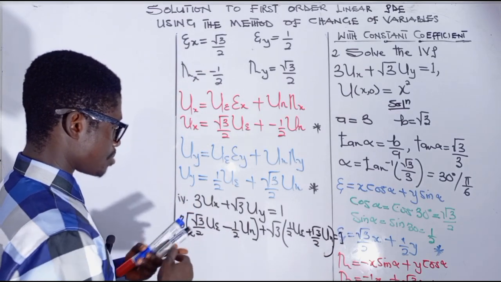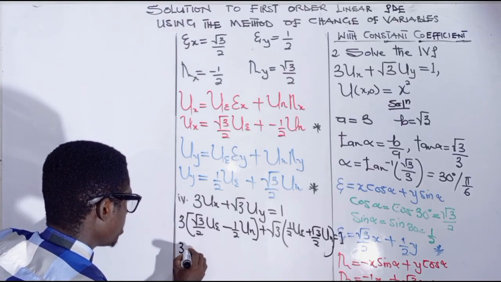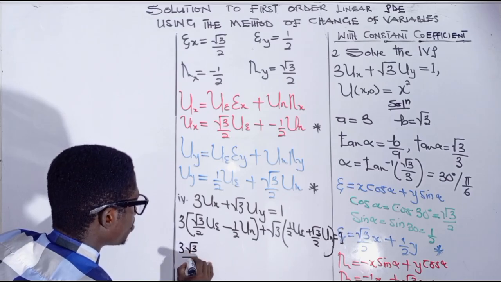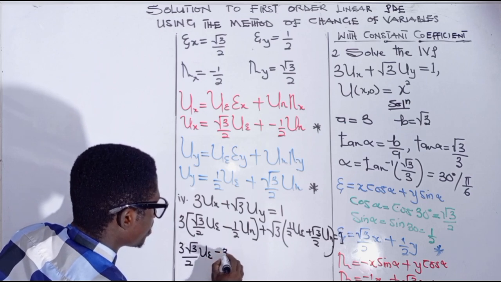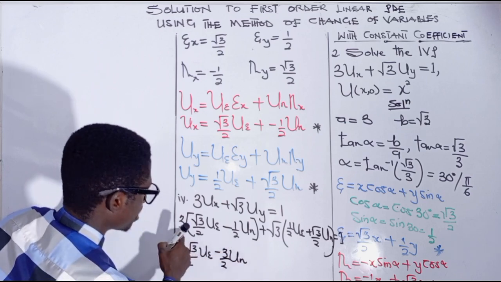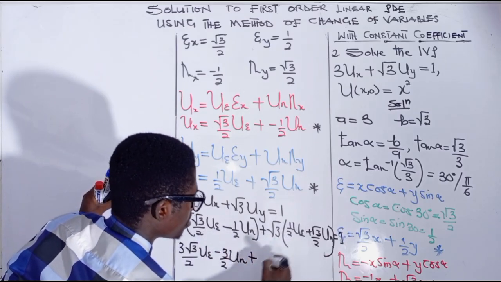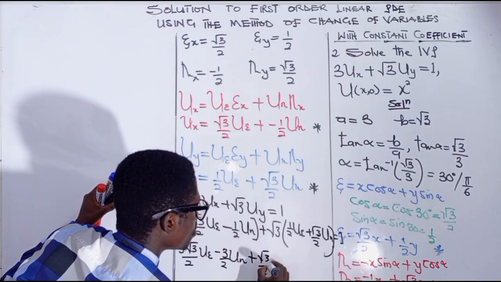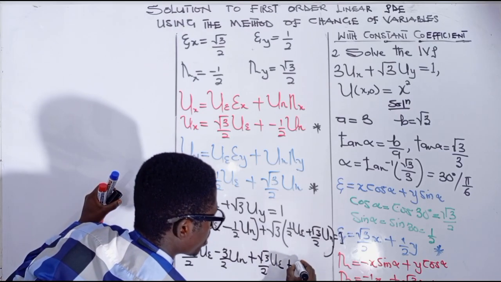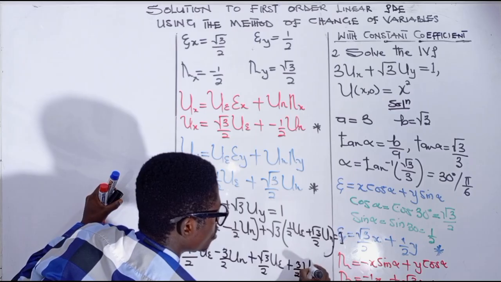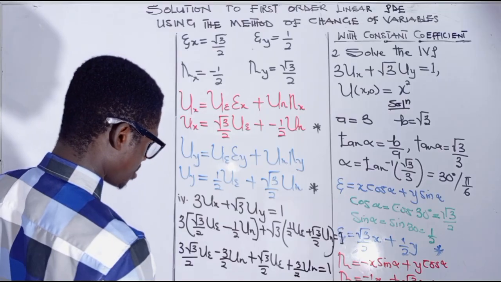So let's expand the bracket. When we expand the bracket, we are going to get 3 root 3 all over 2 u xi, then we have minus 3 over 2 u eta. 3 times minus half will give you this. Then 3 times half u xi will give you root 3 over 2 u xi. Then we have plus root 3 times root 3, which gives us 3 all over 2 u eta, is equal to 1. So from here, you can see that some of the terms can cancel themselves.